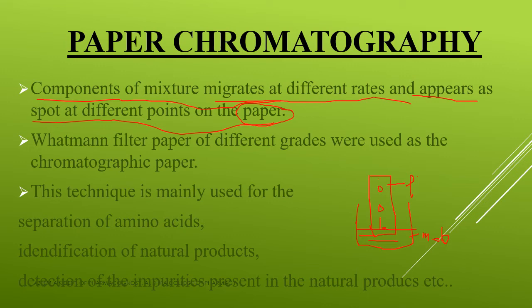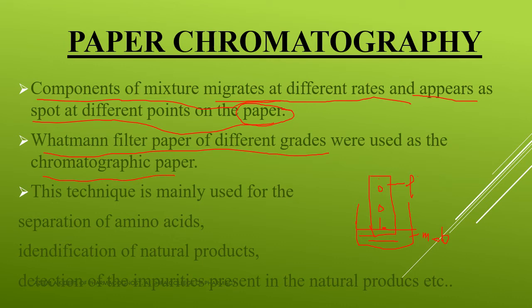That is, the components of the mixture will be migrating at different rates, and they will be appearing as spots at different points on the paper. Clear? And generally Whatman filter paper of different grades, that is paper chromatography grade Whatman filter paper, will be used as a chromatographic paper.